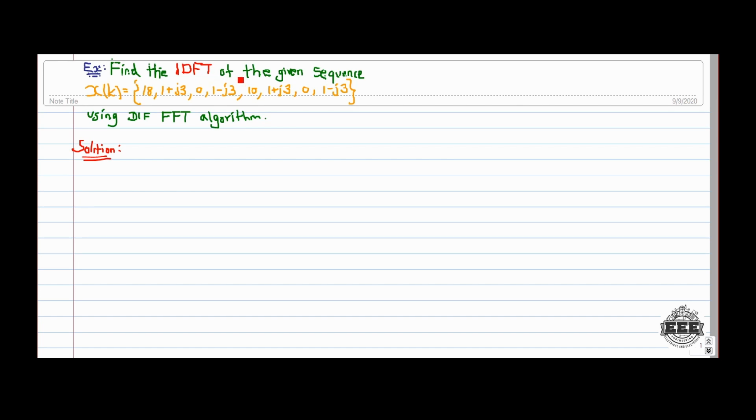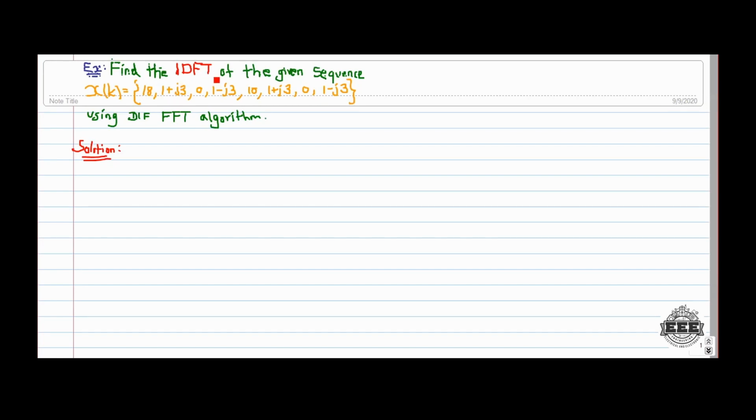Find the IDFT of the given sequence using the DIF FFT algorithm, that is, the decimation in frequency FFT algorithm. So today we are going to see this: an inverse discrete Fourier transform.